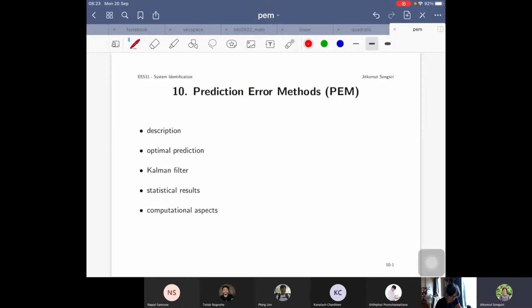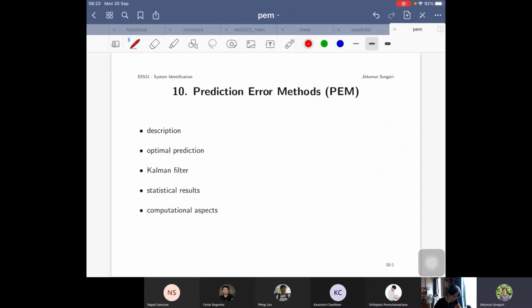Today's lecture is going to be about prediction error method. After we have learned the topic about linear least squares and the instrumental variable method, you will see that those frameworks can be applied for linear models where the error term of the regression model is linear in the model parameter. When that assumption no longer holds, we need to find another framework, and prediction error method is one of them.